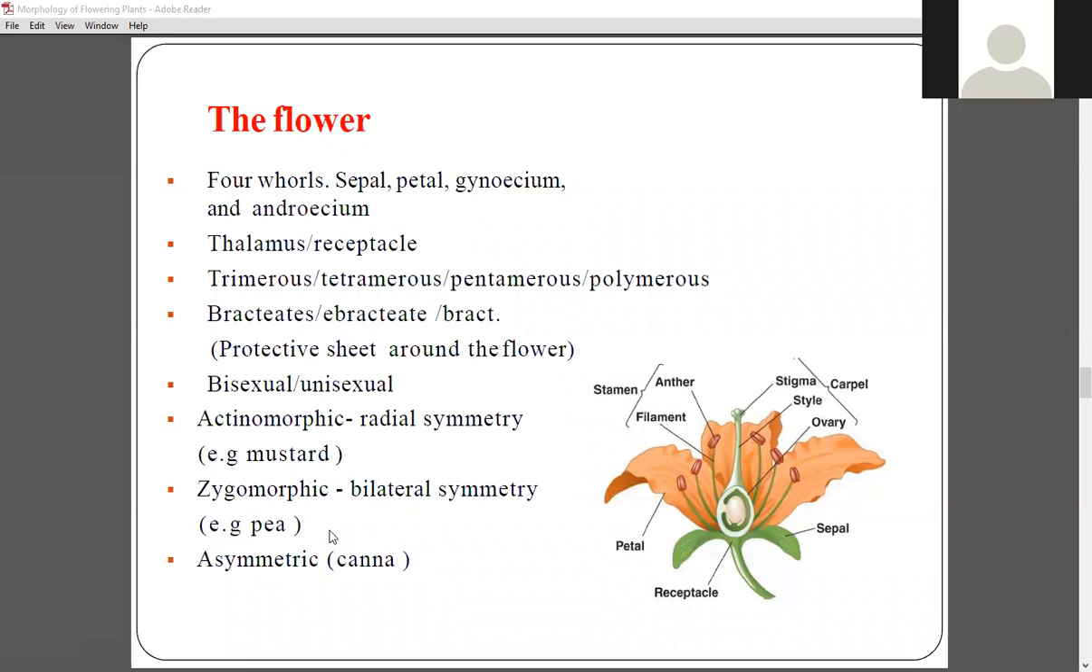Next is the zygomorphic, where bilateral symmetry is observed. Bilateral symmetry means that you can divide the flower into two equal parts, a left and a right, right? That is observed in the pea plant. So actinomorphic is radial symmetry, and second, zygomorphic is bilateral symmetry, that is pea. The third is not a type of symmetry, but flowers which do not contain any symmetry are known as asymmetric, and the example of asymmetry is the canna, right?